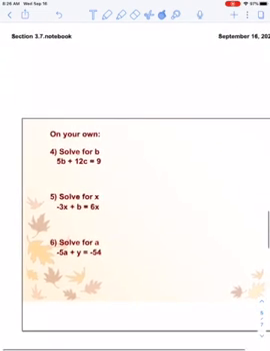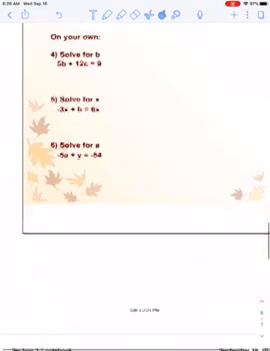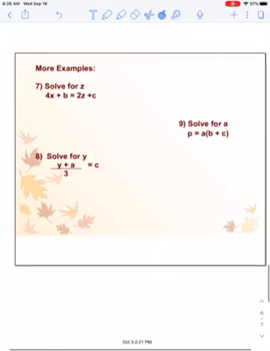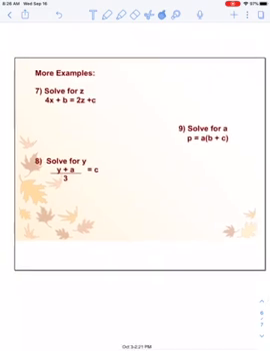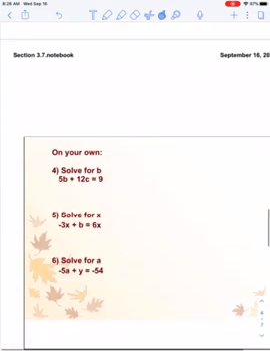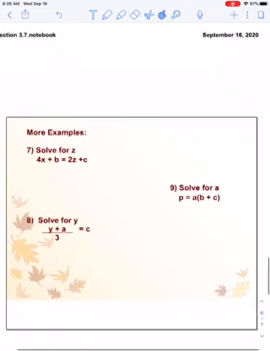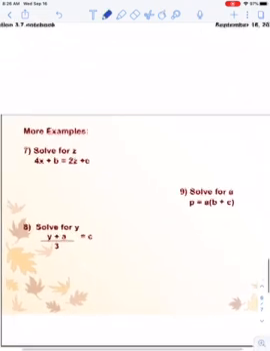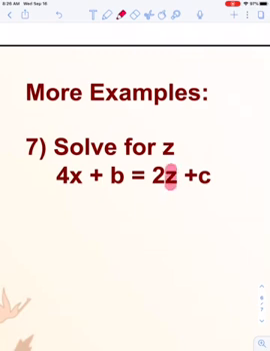All right, for 4, 5, and 6, you can go ahead and pause it and do these 3 on your own. And then we will go ahead and finish these 3, okay? So 4, 5, and 6 on your own, pause it, and then we'll do 7, 8, and 9.